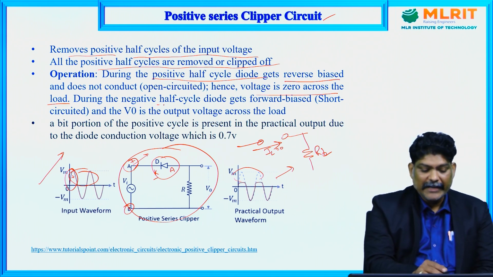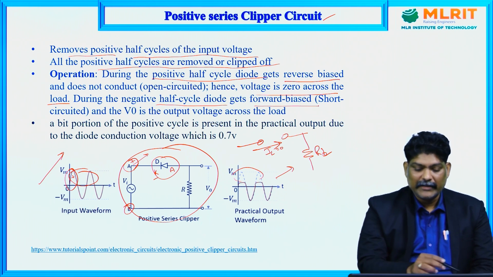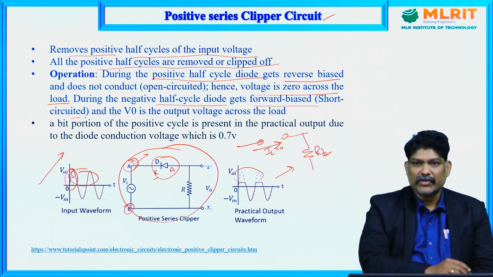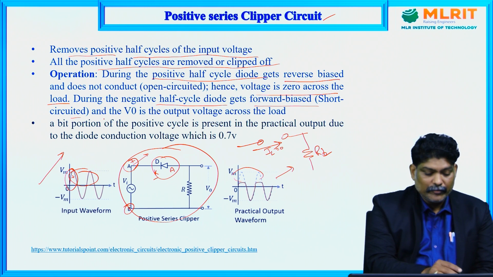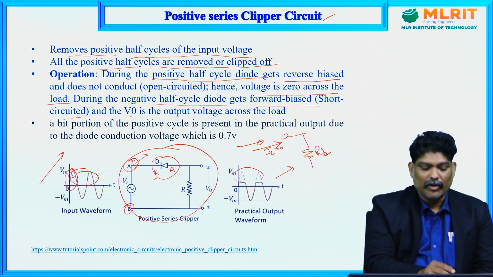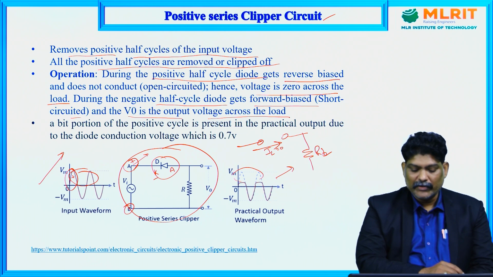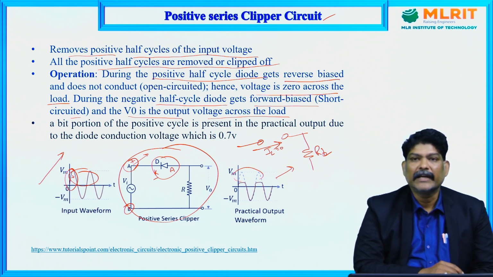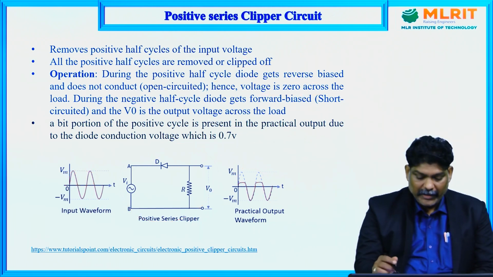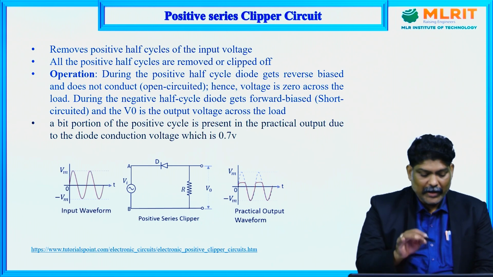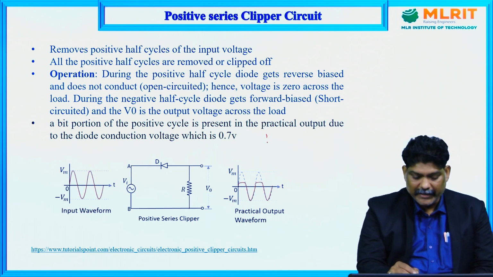During the negative half cycle, the diode gets forward biased, that means short circuited. So whatever input voltage we apply, the output voltage across the load, V0, appears during the negative half cycle. Here one important point: let us consider the ideal case. Ideally, this is the input signal, and we are applying it to a positive clipper circuit.